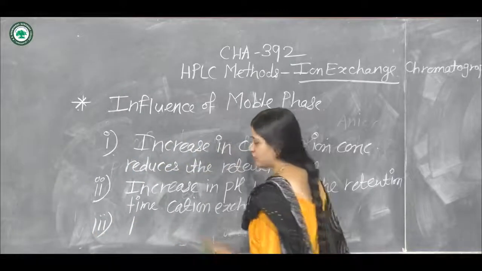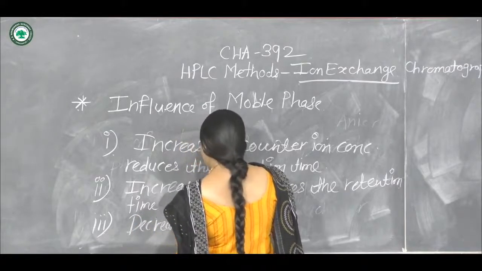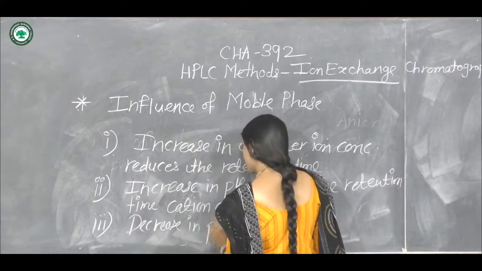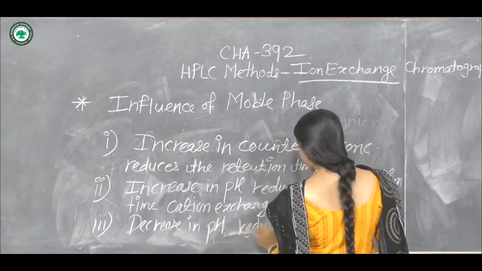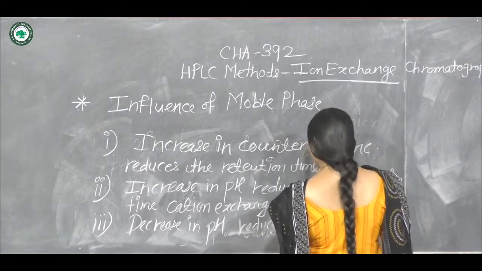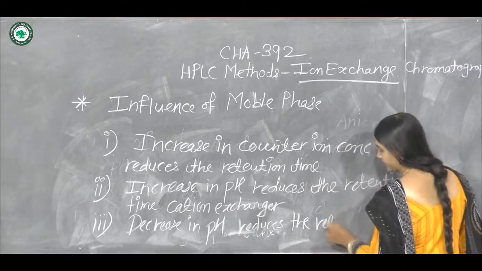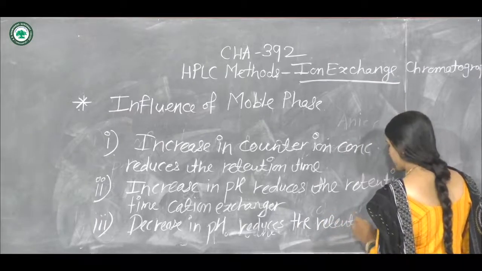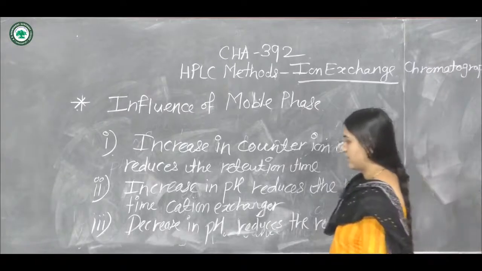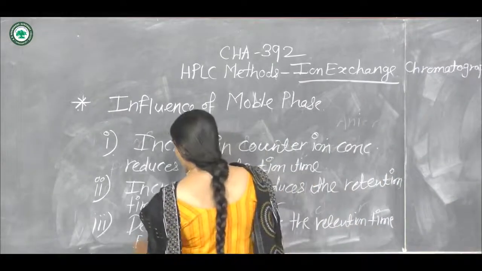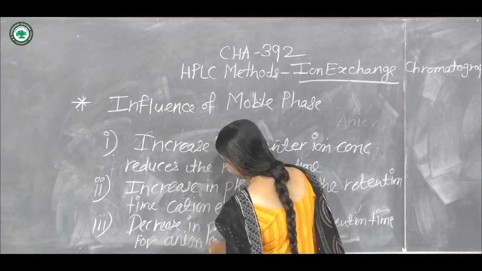So the next conclusion is that a decrease in pH reduces the retention time for an anion exchanger.